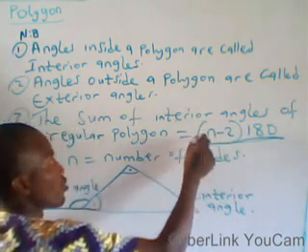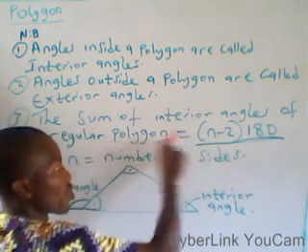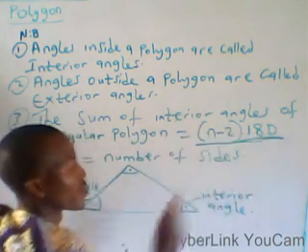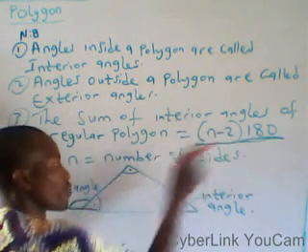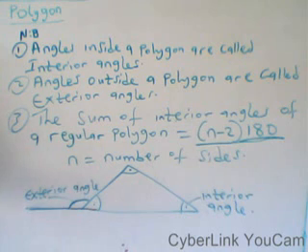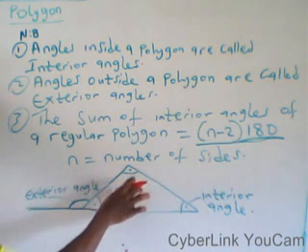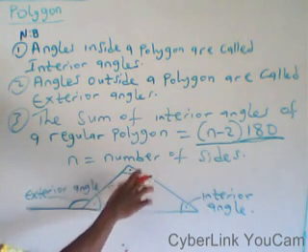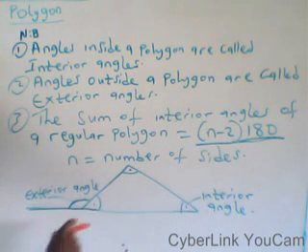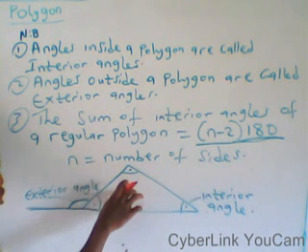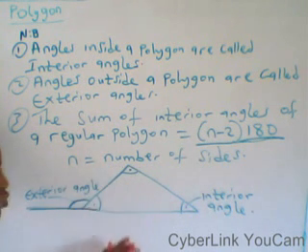This is the sum of interior angles of a regular polygon. Don't get confused and ask, Malam, why did you use a triangle as an example of a polygon, when you have already told us that the sum of interior angles in a triangle is equal to 180.